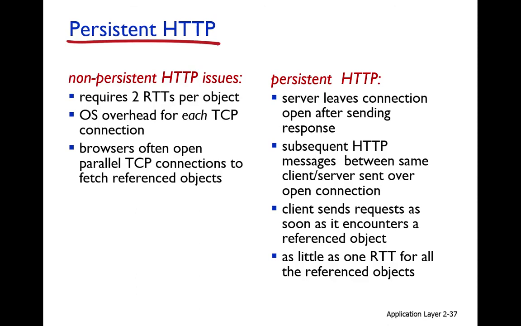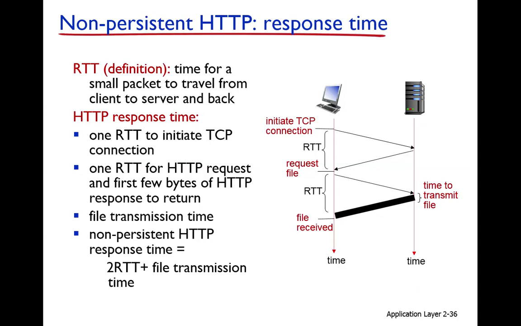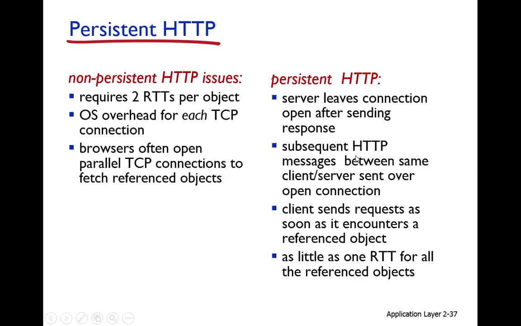Let me explain it. Let's suppose this connection is established. After this, one RTT is needed for one object. If you want to access another object in persistent HTTP, you again have to send the HTTP request and response, so you need only one RTT for the HTTP message. You don't need to re-establish the connection because the connection is already established. So this is about persistent HTTP.